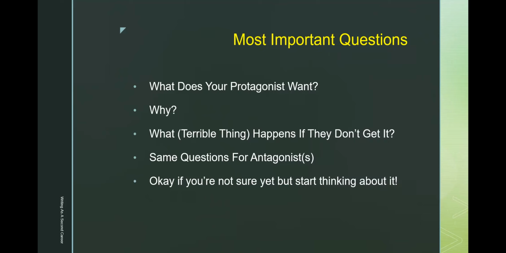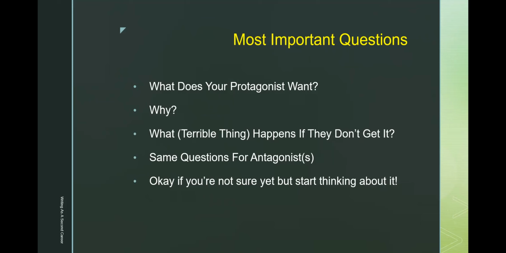The most important questions you can ask yourself about these two characters: what does your protagonist want? And this is desperately want, something they want so much and might take the whole novel to get it. So, what do they want? Why do they want it? Why does it matter? Why is it important? And put another way, what thing happens if they don't get it? And it should be a terrible thing. I have that in parentheses. And that has to do with that idea of the stakes being very high for the protagonist.